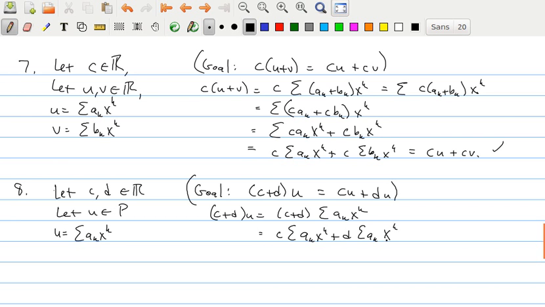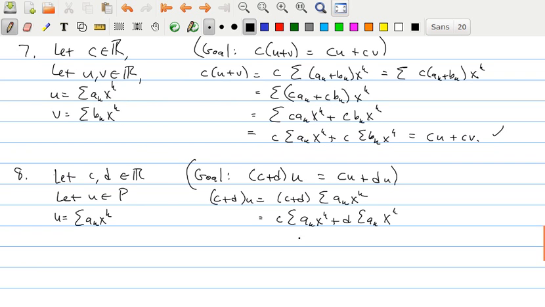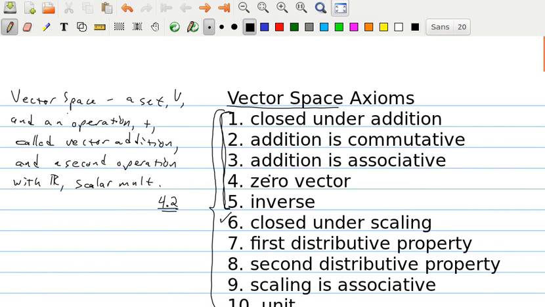So here we're not really doing anything deep, we're just applying the rules of operations between real numbers and polynomials, and we get that this is cu plus du. And that was what our goal was, to show that this scalar multiplication distributed over scalar addition. So we've got the two distributive properties down now. We've got two more axioms to show.